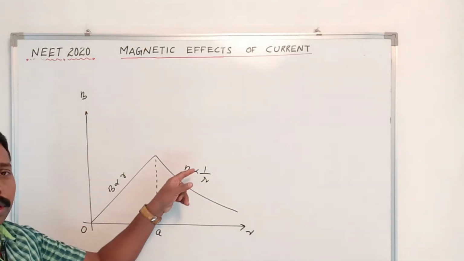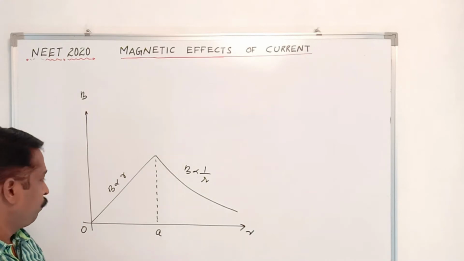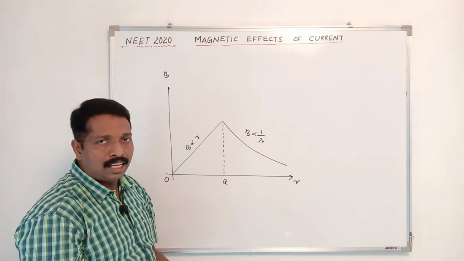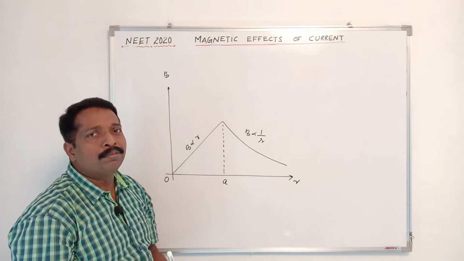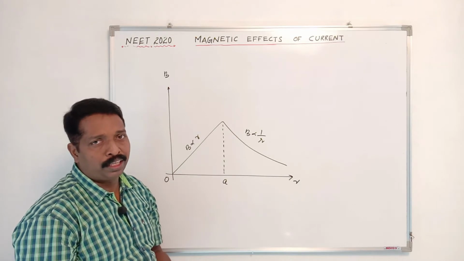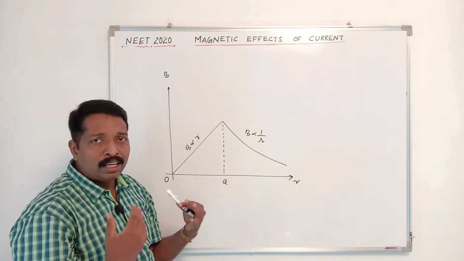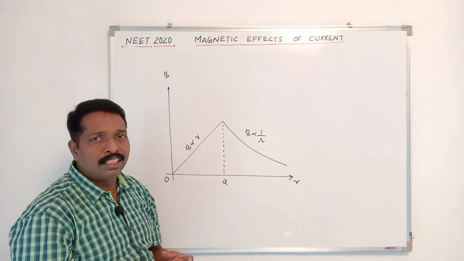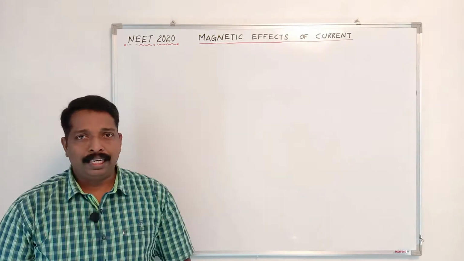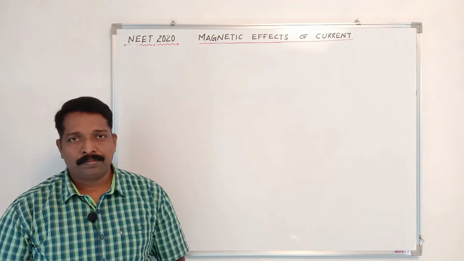B inversely proportional to R graph is a hyperbola. Here it is a straight line. This is the graph of magnetic field due to a thick wire of radius A. Here all the distances are measured from the center. It is very important. Okay, let us solve a problem from this session.